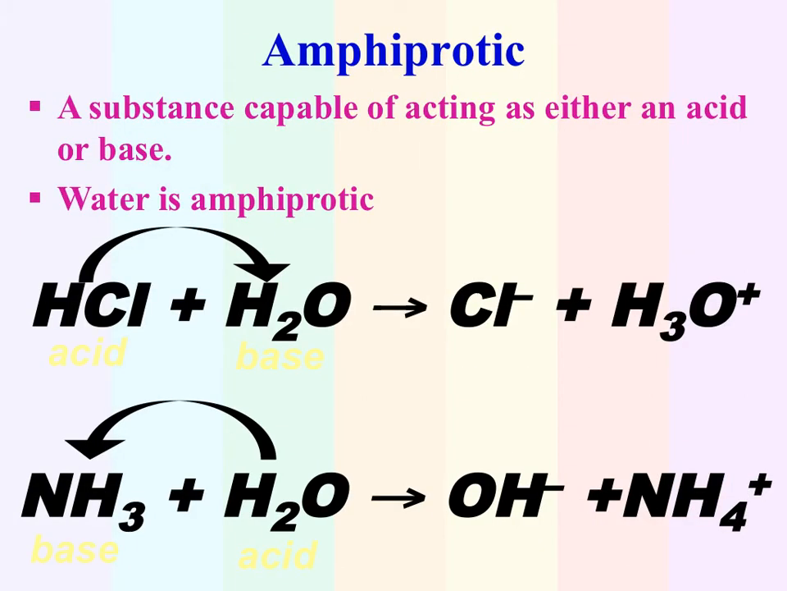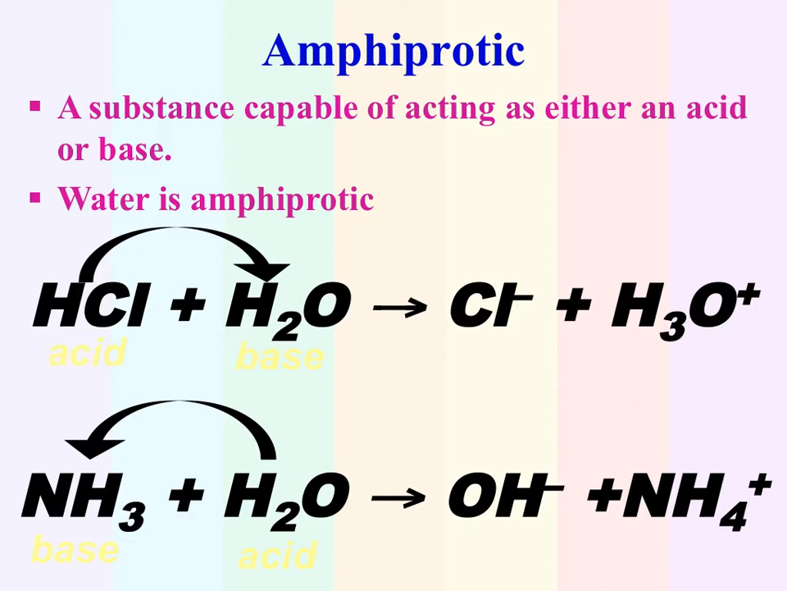Now there are substances that can act as either an acid or a base, and those are called amphiprotic species. In that case, basically they can either accept or give up protons. And I guess one of the most famous examples, or the examples we'll encounter quite a bit in this class, is water. Water is in fact amphiprotic. Depending on the situation, it can either behave as an acid or a base.